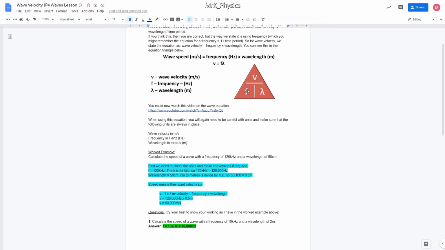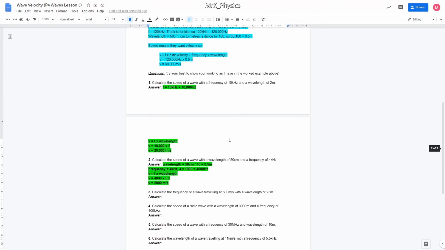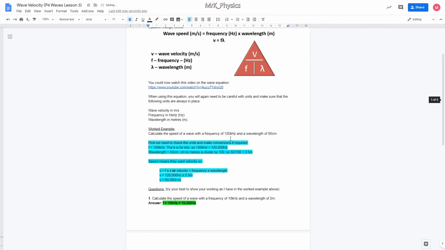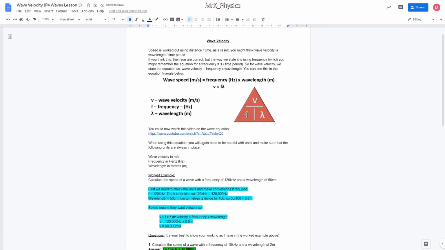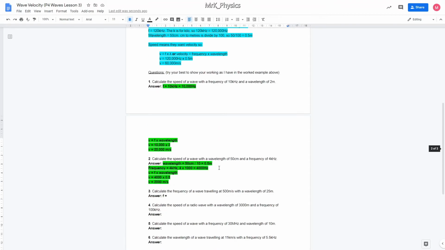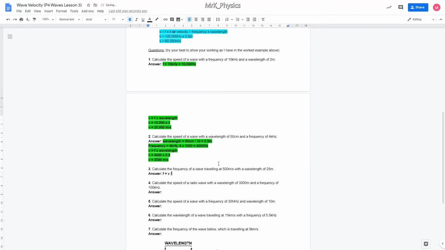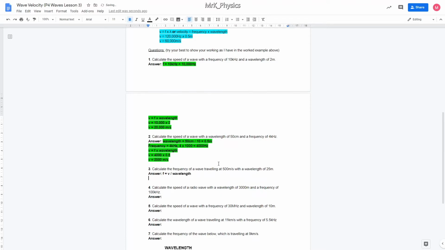So we cover up the F, that's going to be our subject, so we're going to put here as part of our equation F equals something, and it's going to be leaving us with V over lambda, or wave velocity over wavelength. So just put here V over wavelength. We know that our units are all in the correct units.